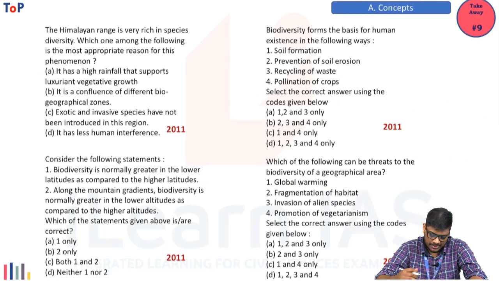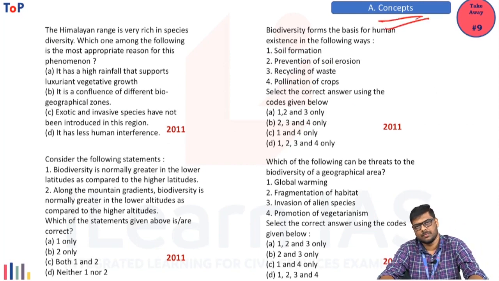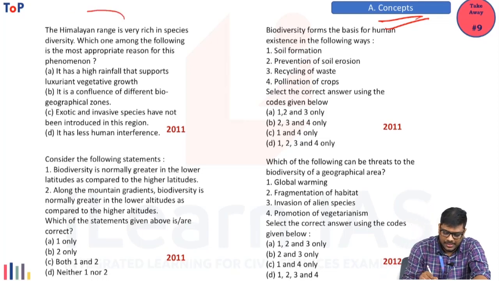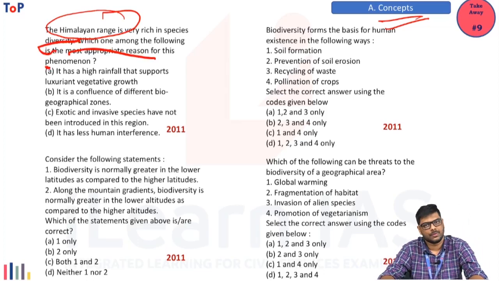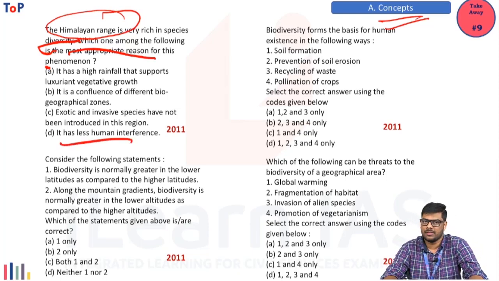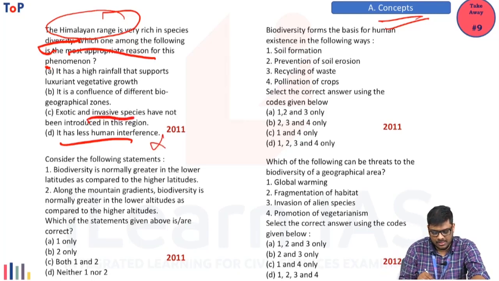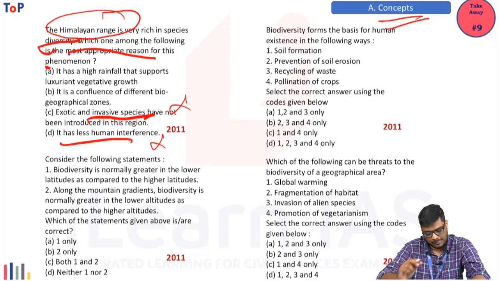Getting it? So let me explain it using the questions. So these are the concept based questions. First one, Himalayan range is very rich in species diversity. What can be the reason? The most appropriate reason. You see, use your common sense. Has it less human interference? No, it has pretty much human interference. Exotic and invasive species have not been introduced. Is that the case? There are many exotic species in Himalaya. That makes that statement wrong.